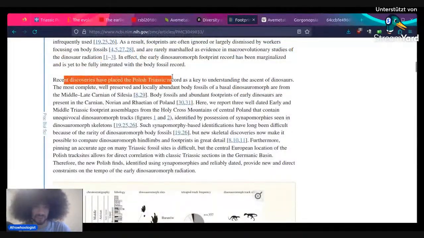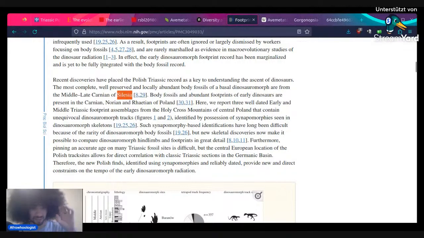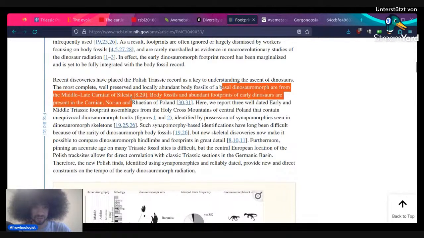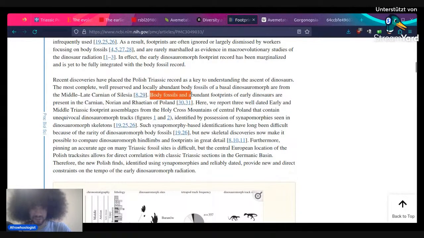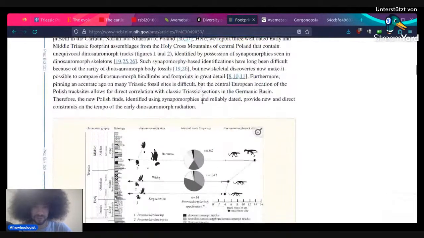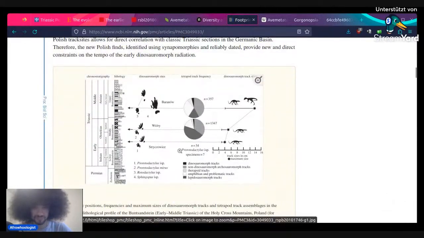So recent discoveries have placed the Polish Triassic record as key to understanding the ascent of dinosaurs. This animal from Silesia is called Silesaurus, and I covered it. It's actually in the thumbnail of my previous critique. So this is what they're talking about. This basal dinosaur morph from the middle late Carnian stage of Silesia is Silesaurus, and that's a dinosaur morph, not a true dinosaur. Again, very derived and already on the scene.